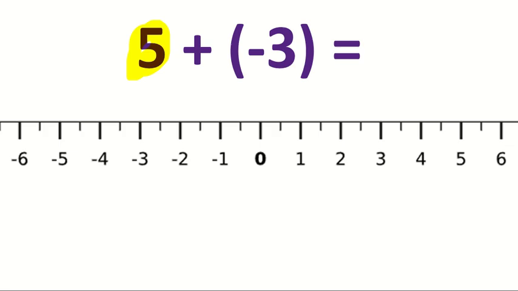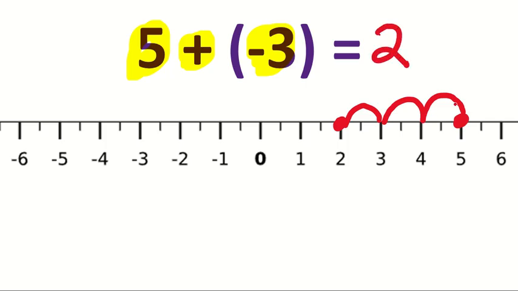So once again, we're going to put our dot above the 5. There's our 5. And we're looking at our sign. We're adding, but look what we're adding. We're adding debt, more debt, which means we have to move to the left 3 spaces from 5. So 1, 2, 3. Put our dot right here, and 5 plus -3 is going to be 2.